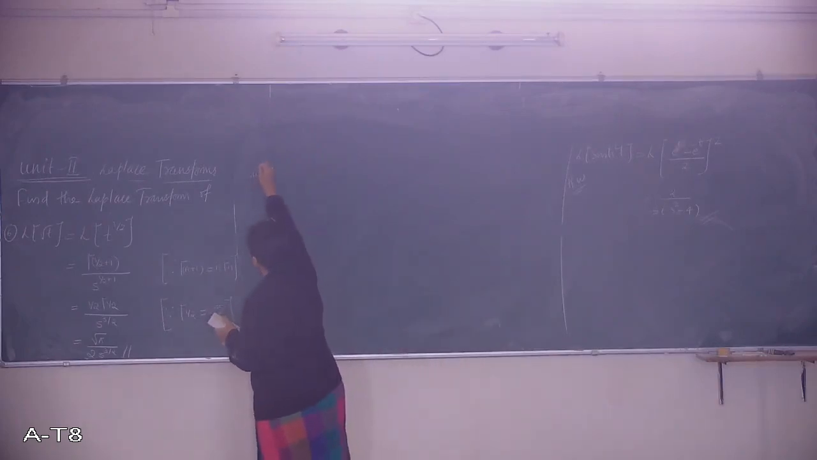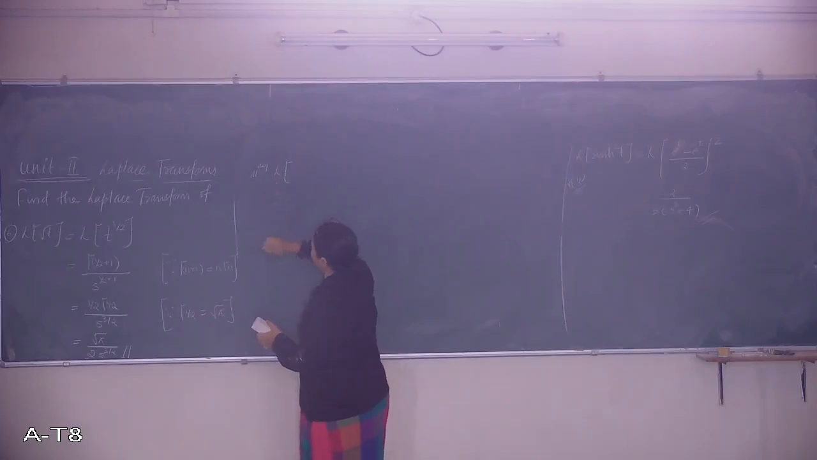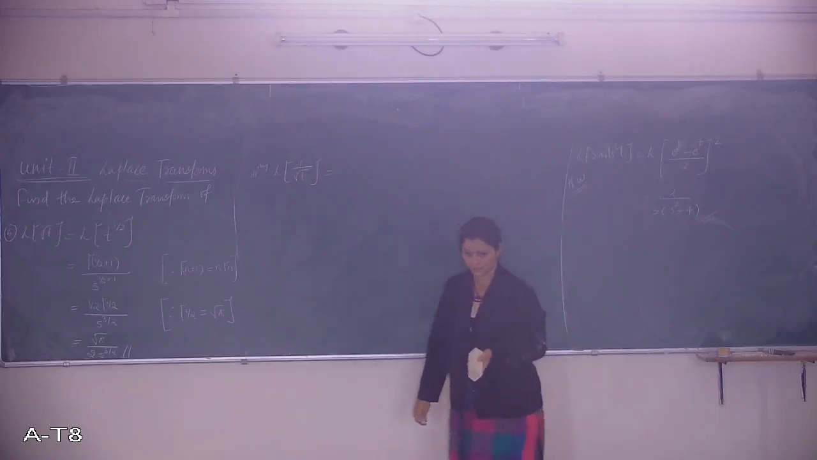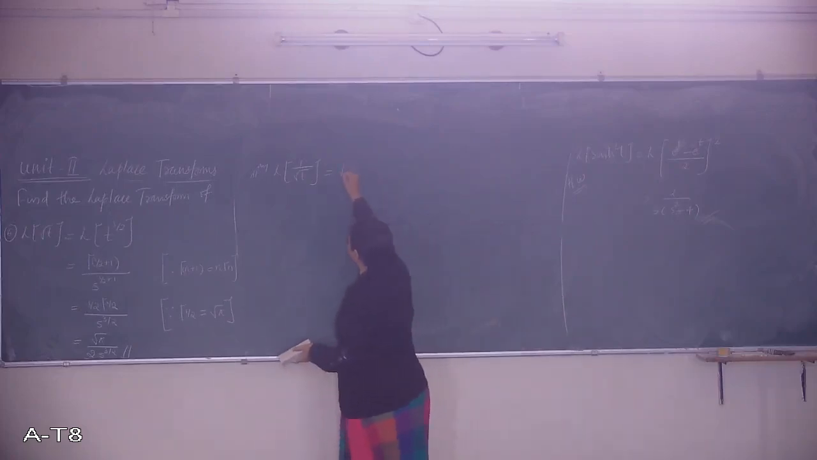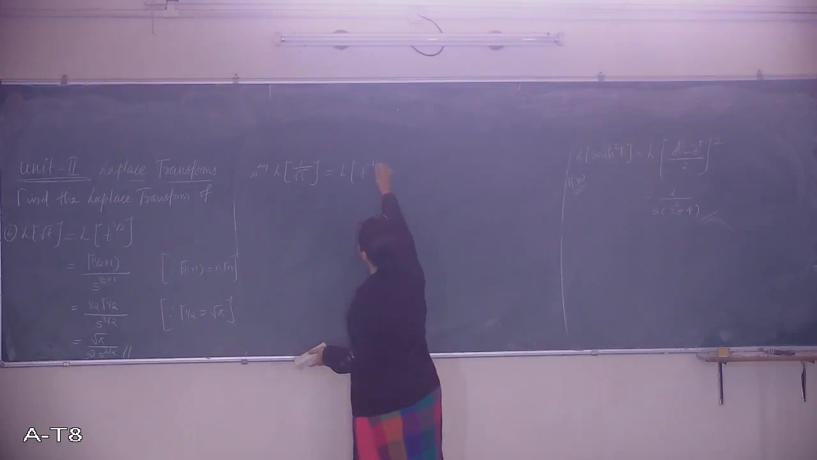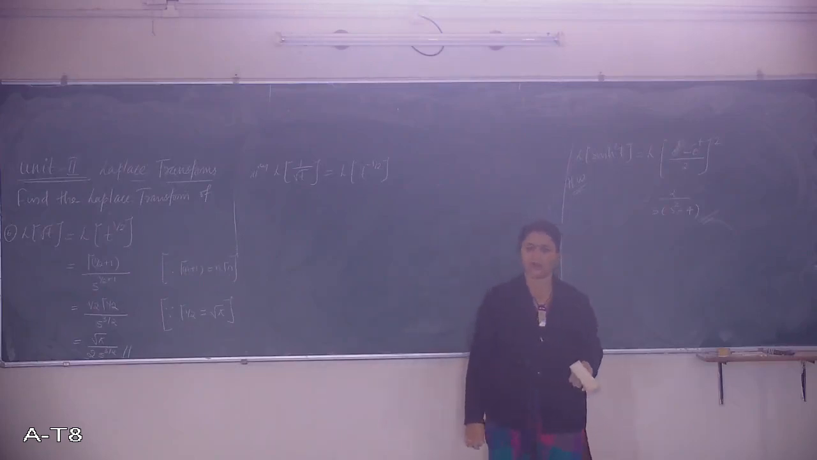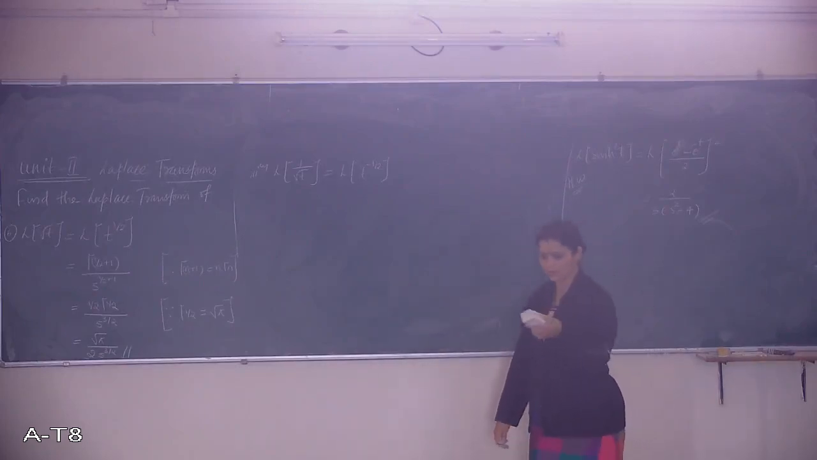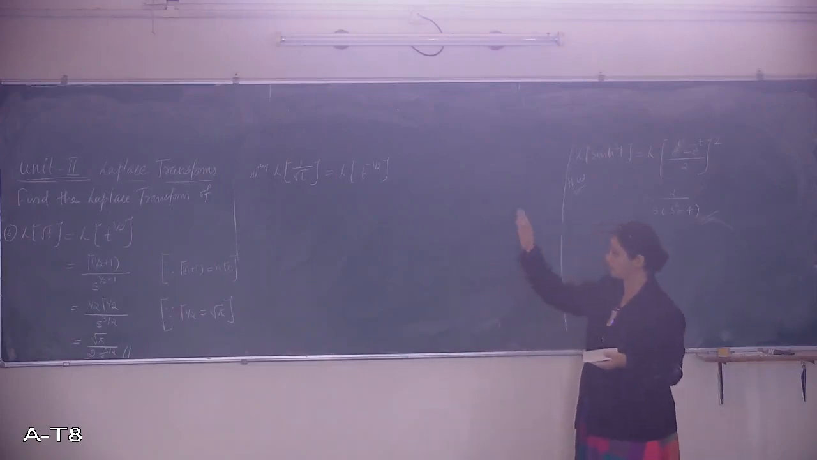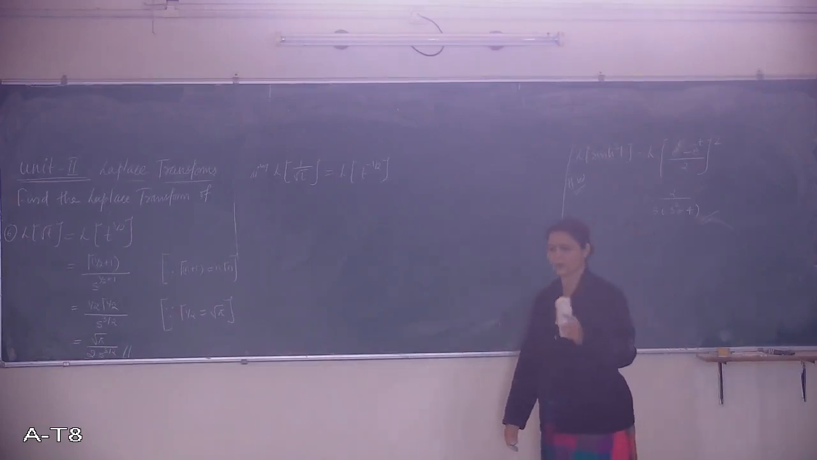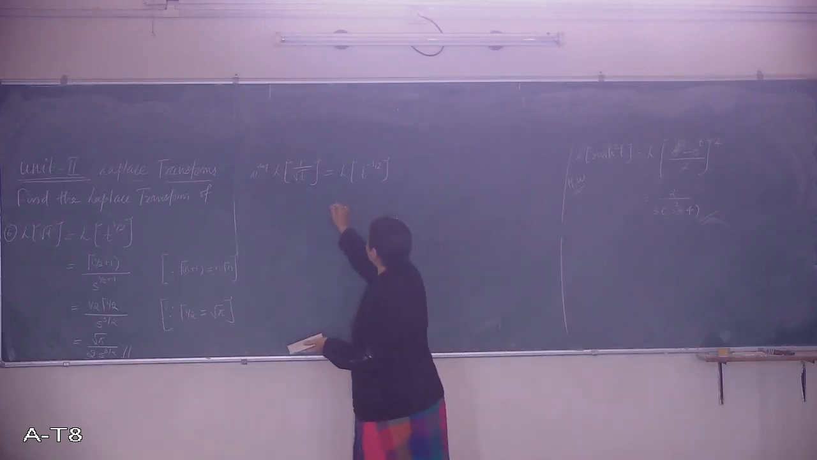Similarly, we can do this example also: Laplace transform of 1 upon root t. That can be written as Laplace transform of t to the power minus 1 by 2. Again it is a fraction and negative, with n greater than minus 1, so we have the same formula: Laplace transform of t to the power n is gamma of n plus 1 divided by s to the power n plus 1. Applying it, it is gamma of (minus 1 by 2 plus 1) divided by s to the power (minus 1 by 2 plus 1).